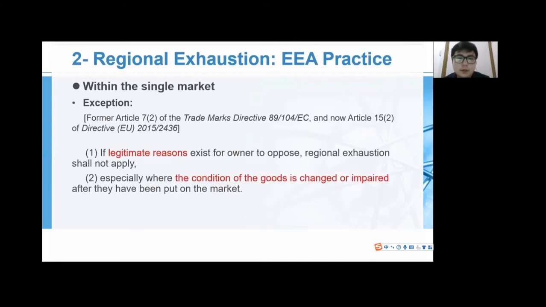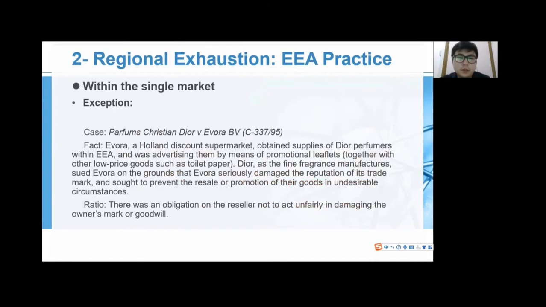If the trademark owner has a legitimate reason, for example, if the condition of the imported goods has been changed substantially, the trademark owner has the right to interfere because the changing condition may potentially result in product defects and, as a result, damage the trademark owner's brand reputation.